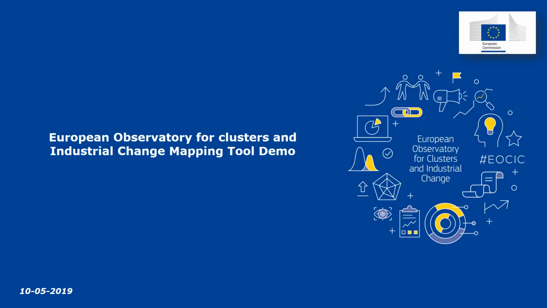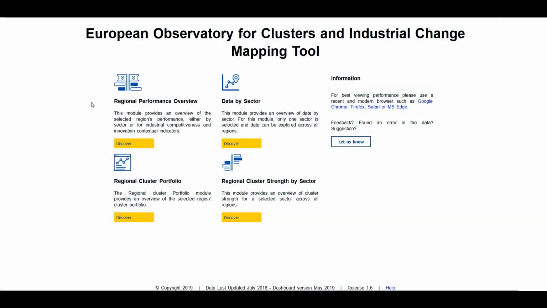The European Observatory for Cluster and Industrial Change Mapping Tools aims at providing user-friendly navigation of hundreds of thousands of data records on industry clusters and the regional economic environment across the EU and neighboring countries. The tool is structured around 4 modules: 2 to explore data by region and 2 for viewing data by sector.